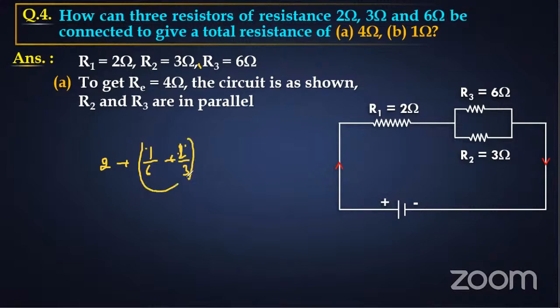So these two are a separate combination. This is a separate combination. So this is 3 by 6, reverse it, 6 by 3. Then this is 2. So 2 plus 2 is right.